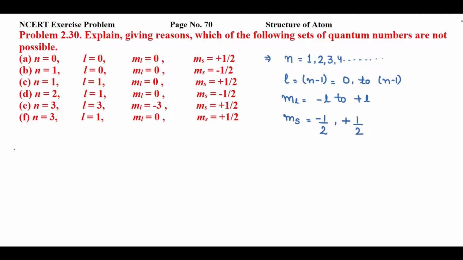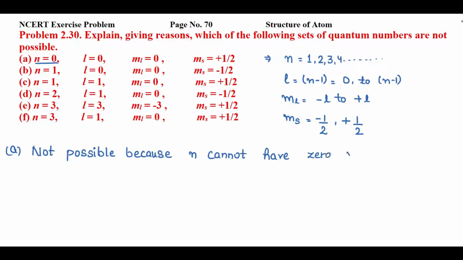Now we will see our first problem. In this case, n equal to 0. It is very much obvious from this condition that n cannot be 0. So obviously this set of quantum numbers cannot be possible. So you can write over here not possible. Also write the reason, because n cannot have 0 value.